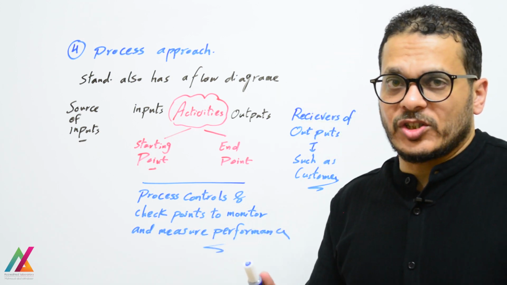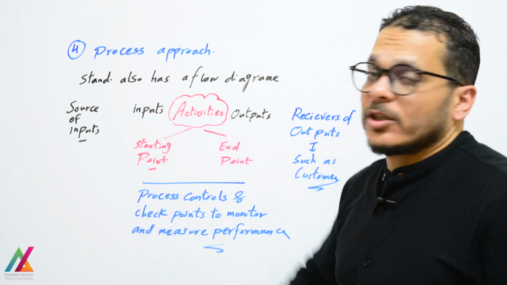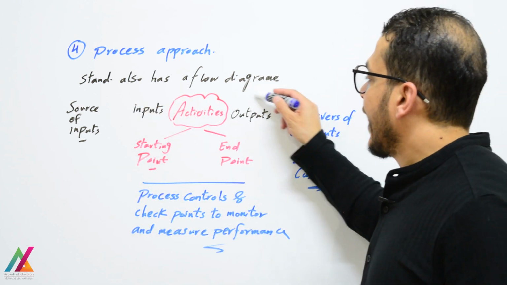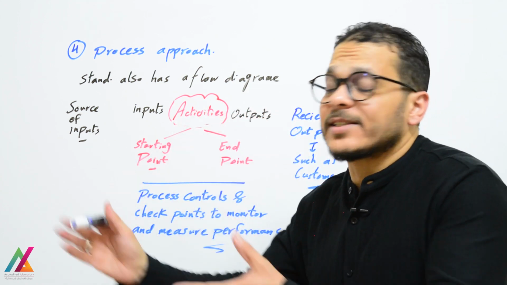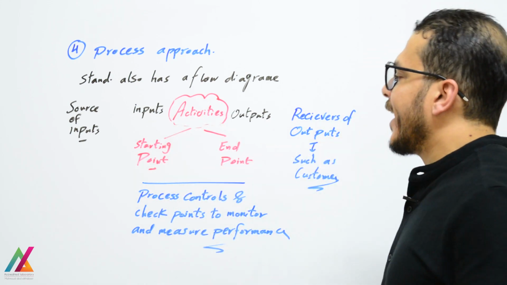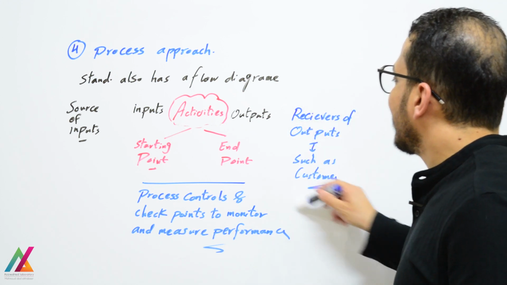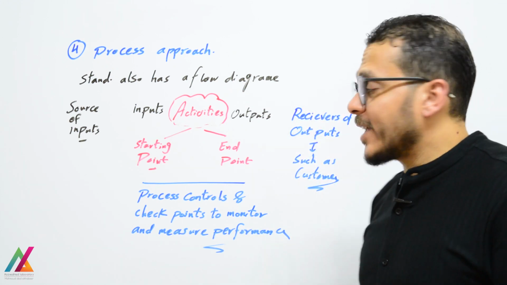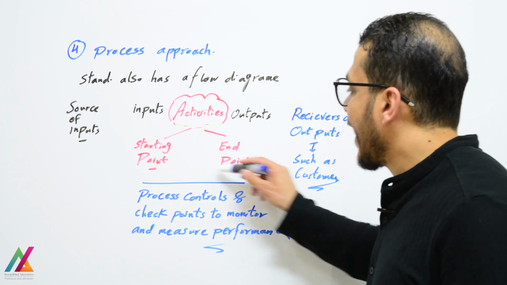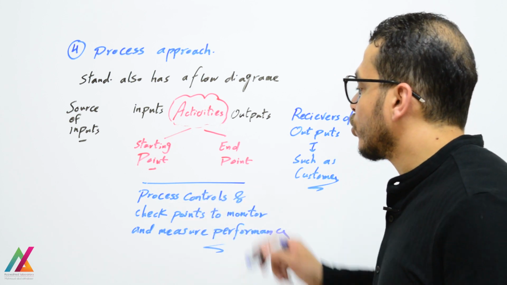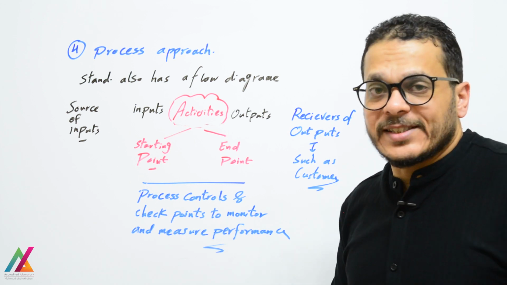For each process in the organization, you should have inputs for the process, for the activity, and output from this activity. And for these activities, when they will start, the starting point, and when they will end, and the source for inputs, and the receivers of outputs, such as the customer. And you should also monitor this process, so you should have process controls or checkpoints to monitor and measure the performance of this activity.